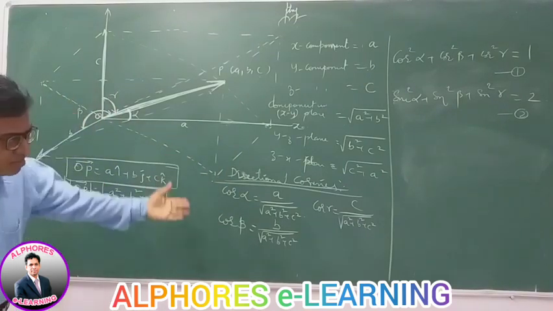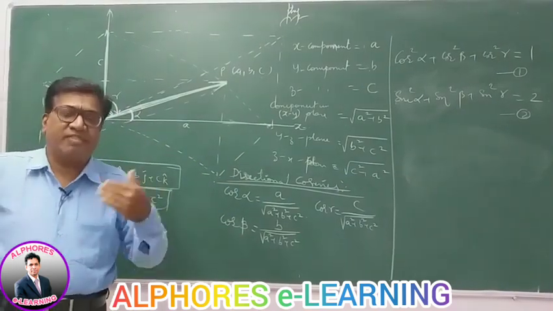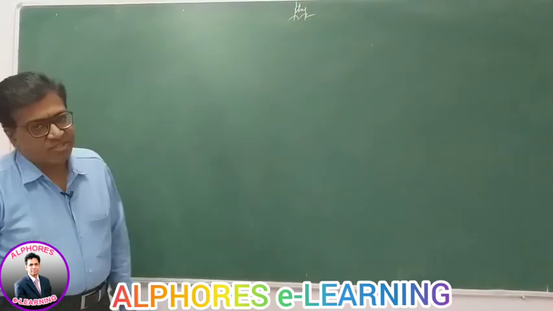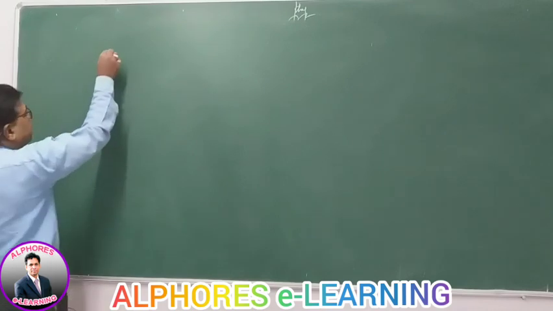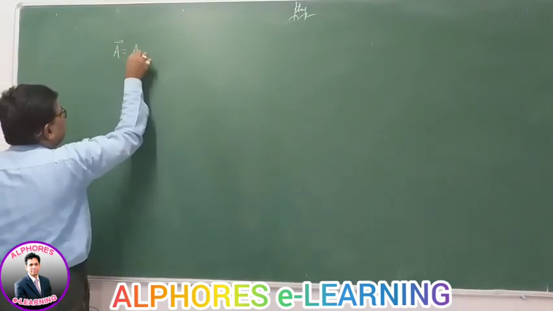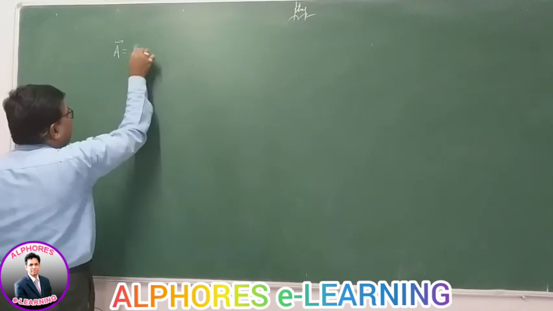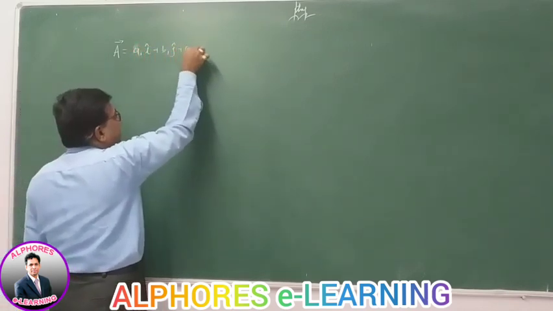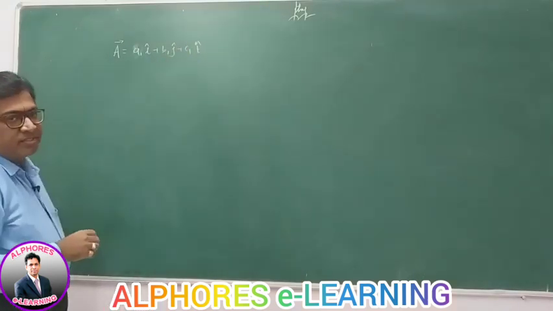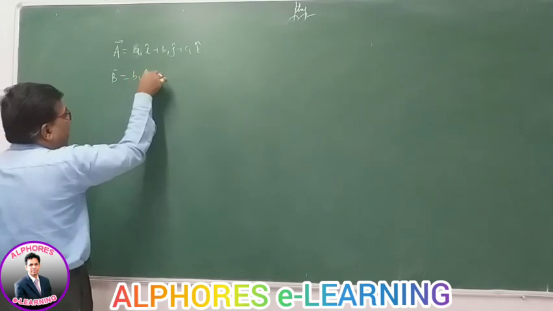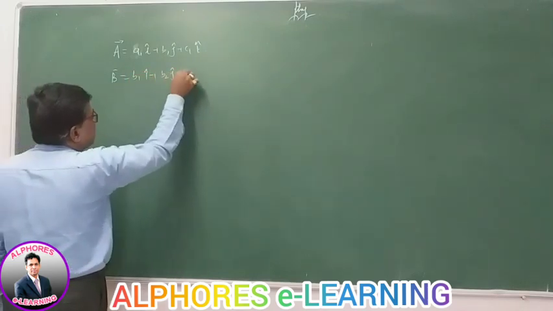Even from this method you can find the addition of vectors. Let us take an example based on the components. Let's suppose there is a vector a bar given as a1 i cap plus b1 j cap plus c1 k cap, and another vector b bar represented as b1 i cap plus b2 j cap plus c2 k cap.